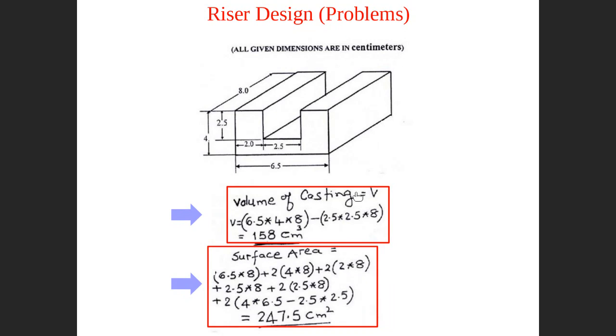When you come to the surface area, you have to count every area in contact with the mold. It means that this area, I remind you again. For the surface area, we need the summation of all areas. This is one area. How many areas here? This is one area and another area on this side. What else? We have another two areas. Can you see that? This is one area and another one on the other side. This is two areas. What else?